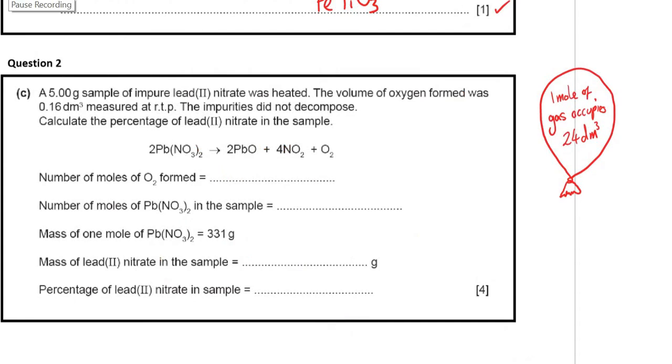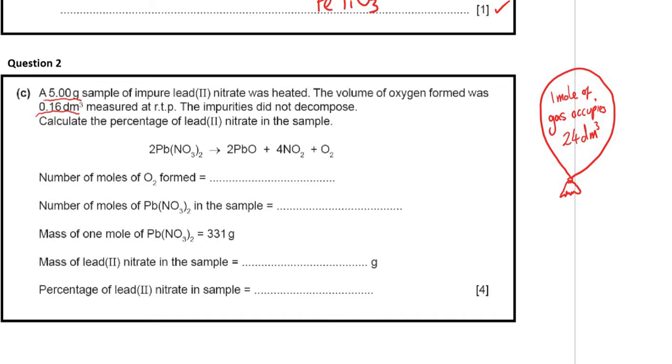Question 2 is a bit harder now, so we're going to break this down. So here we've got grams, 5 grams. So we know if we've got grams, we can work out moles. But it says it's an impure lead nitrate, so there's going to be some impurities in here. And the volume of oxygen formed was 0.16 dm cubed at RTP, room temperature and pressure. And the impurities did not dissolve. What is the percentage of lead nitrate in the sample? And you might look at this and think, oh my goodness, it's too difficult. Let's just break it down.